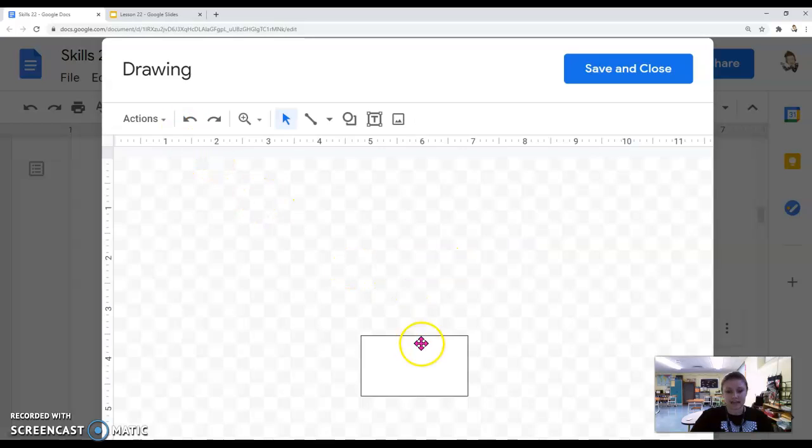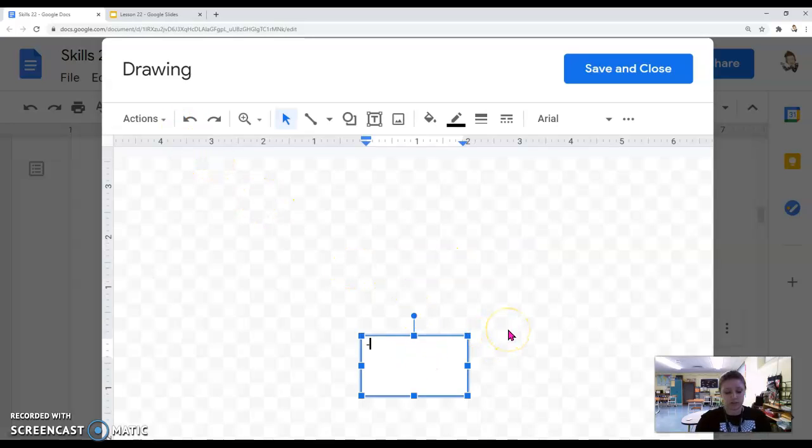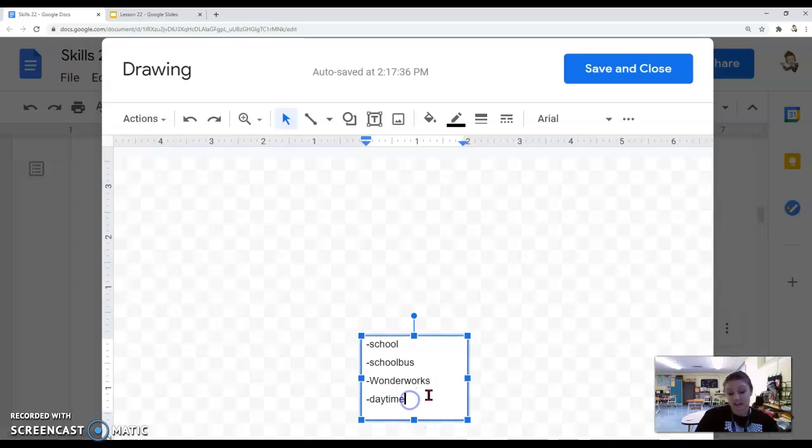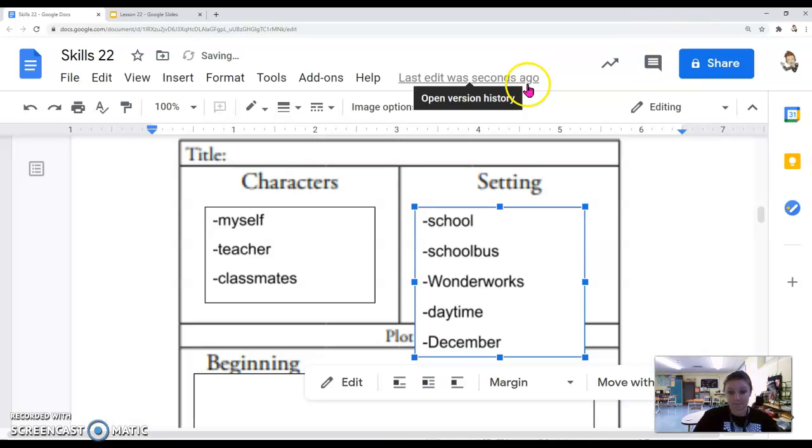When we think about a setting, we think about where and when the story took place. So where were we? We were at school. We were on a school bus. We were at Wonderworks. Okay? It was daytime. Normally, second grade goes to Wonderworks in December, so we can pretend that it was December in our story as well. Okay?